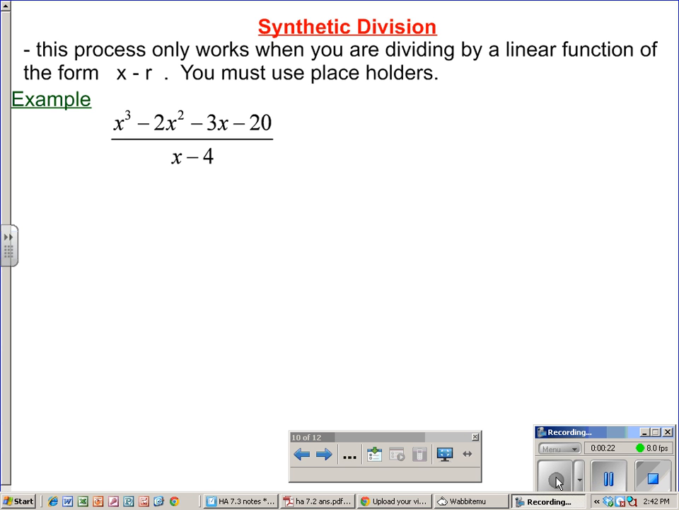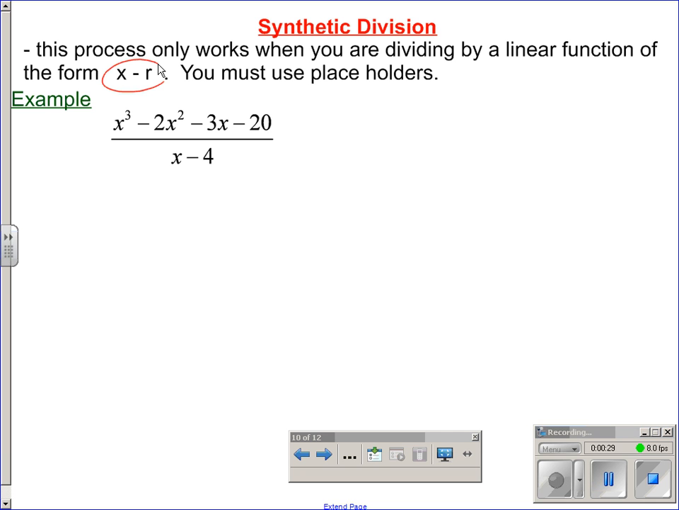Now, there are some restrictions with this. You can only use synthetic division when you are dividing by a polynomial in that format. It's got to be a linear function. It's got to be a 1x minus a number r. All right? And a different thing, with the long division, you didn't need to have placeholders. You know, if you skipped over an x squared, it was no big deal. But with synthetic division, you must have placeholders. If there is no x squared term, you've got to put a 0 in its place.